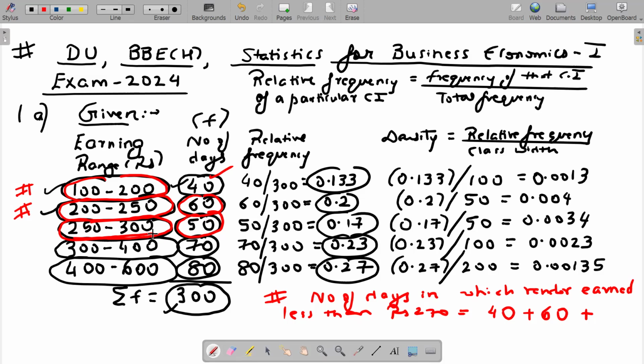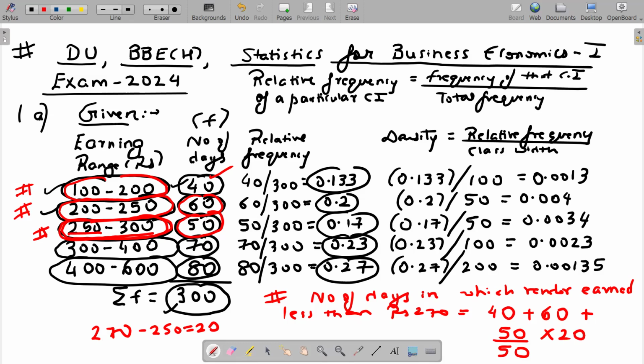That means if I spread this across 50 rupees, the extra earnings here is 300 minus 250. What's the class size here? 300 minus 250, the class size is 50. That means 50 over 50 times, 270 is how much far from 250? So 270 minus 250 is 20. So multiply this by 20.